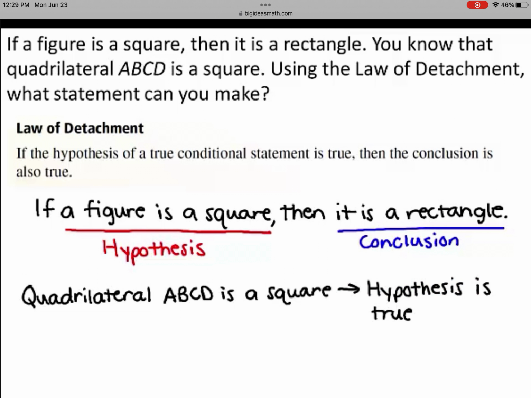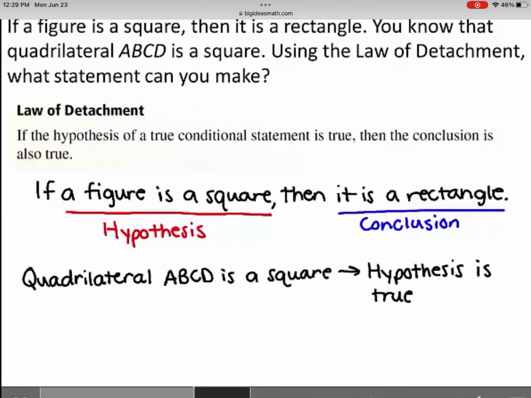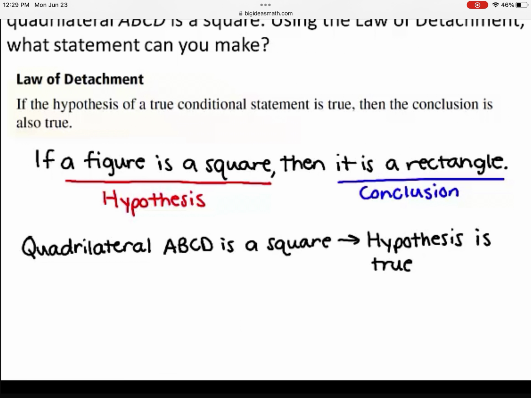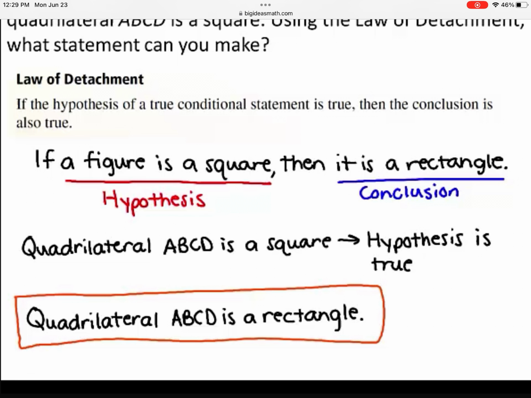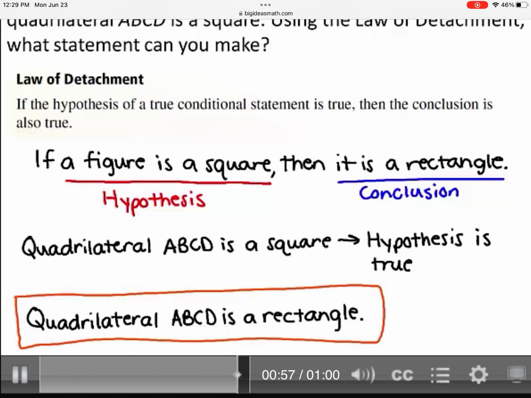So, the hypothesis of the conditional statement is true. Because the hypothesis is true, the conclusion is also true by the law of detachment. Therefore, using the law of detachment, you can state that quadrilateral ABCD is a rectangle.